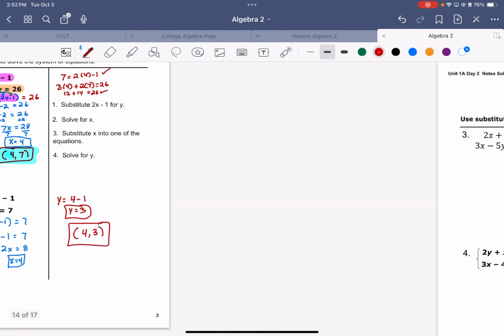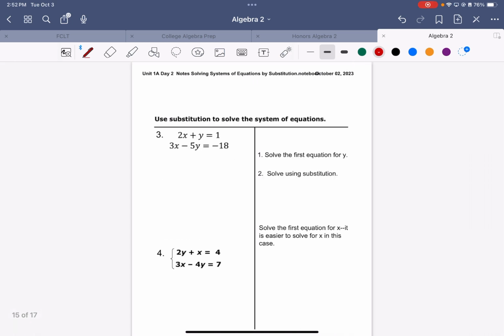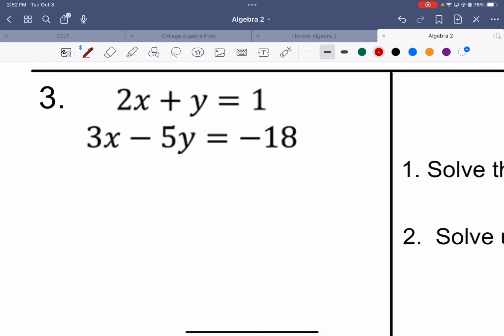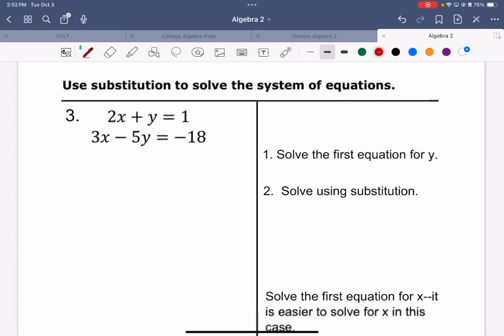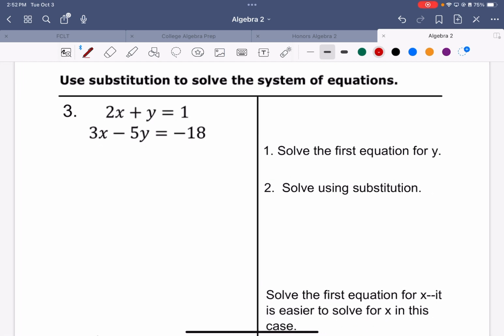So now in the next example, neither of them is already solved for x or y. So we've got 2x plus y equals 1 and 3x minus 5y equals negative 18. So in this case, the first thing we're going to want to do is solve that first equation for y.